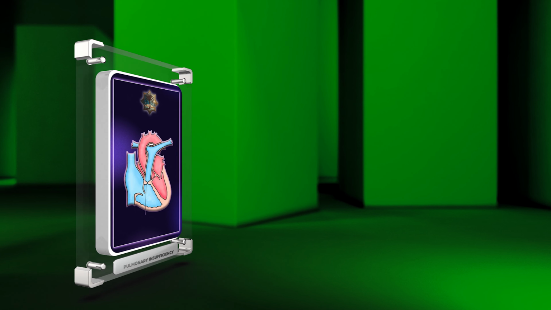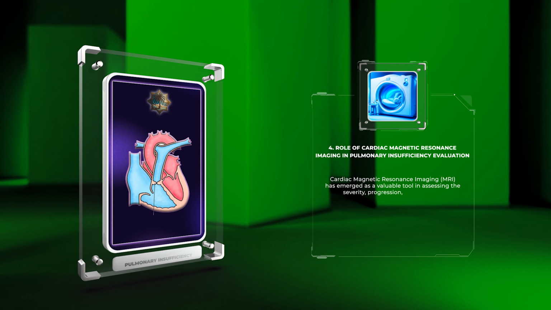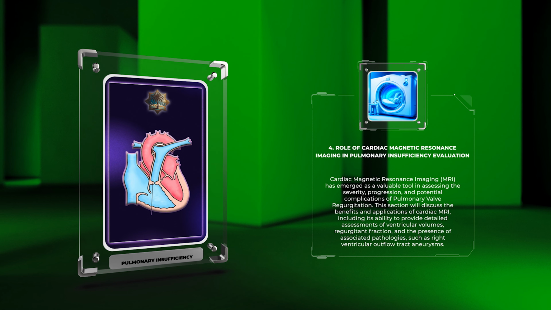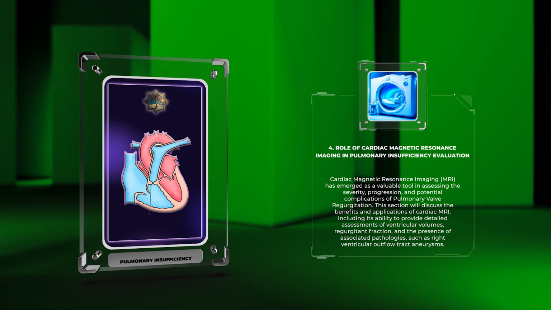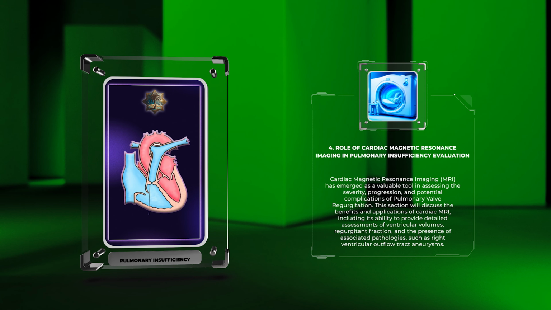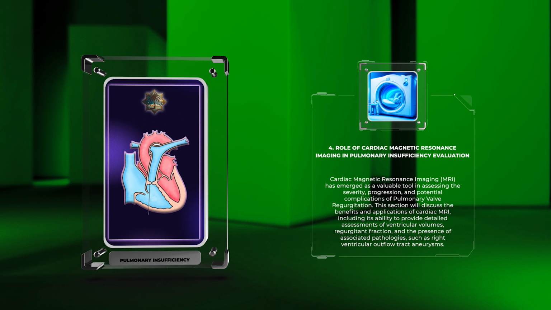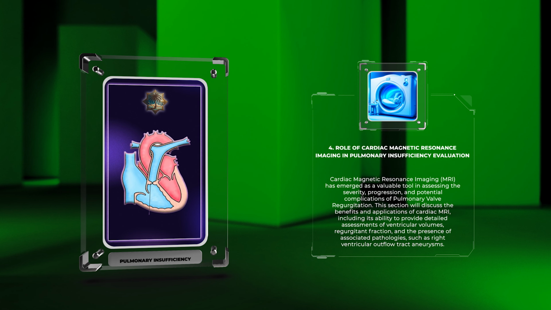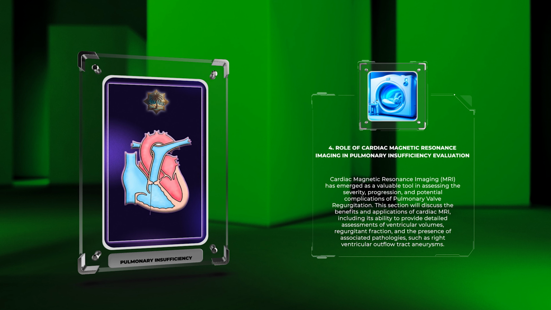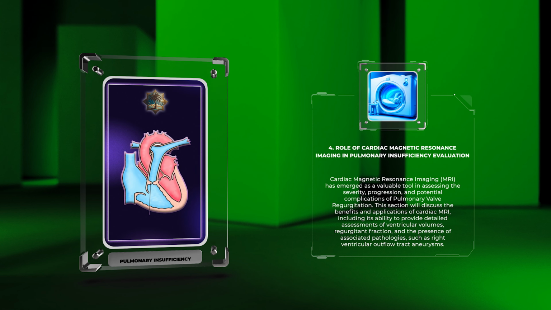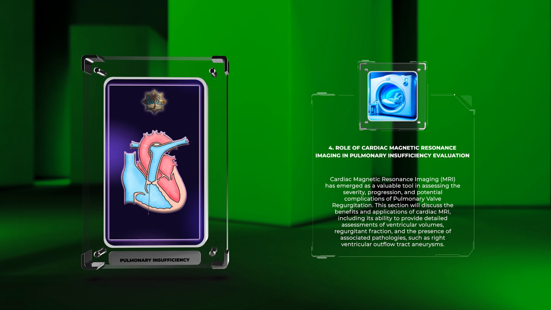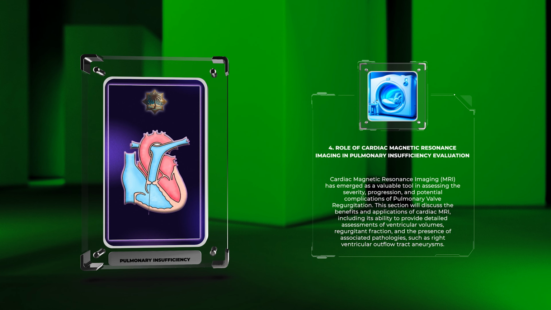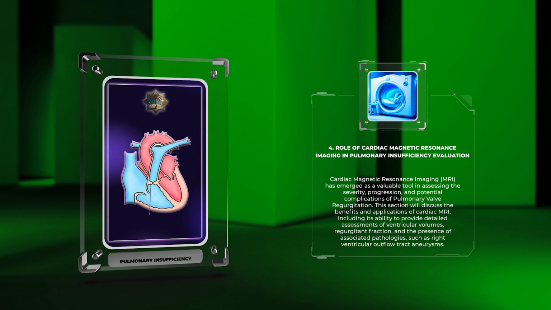Cardiac magnetic resonance imaging, MRI, has emerged as a valuable tool in assessing the severity, progression, and potential complications of pulmonary valve regurgitation. This section will discuss the benefits and applications of cardiac MRI, including its ability to provide detailed assessments of ventricular volumes, regurgitant fraction, and the presence of associated pathologies, such as right ventricular outflow tract aneurysms.